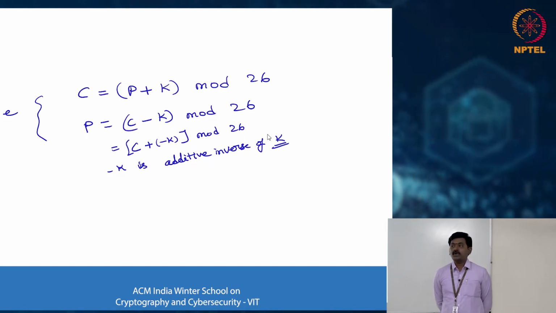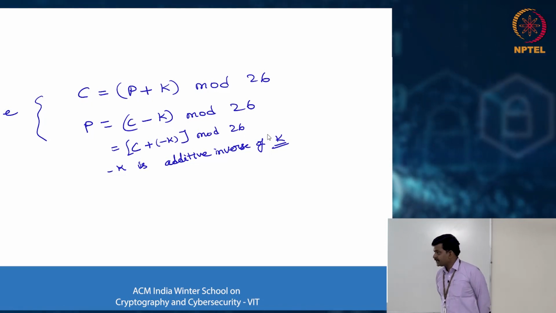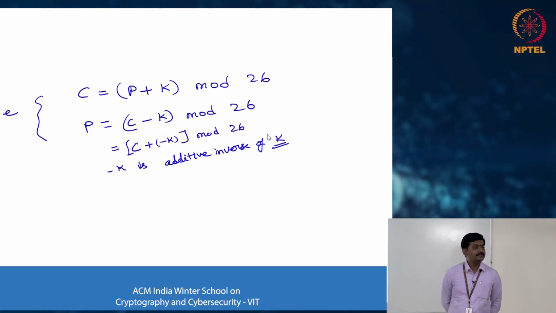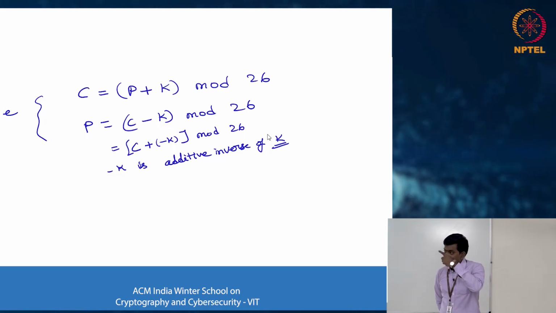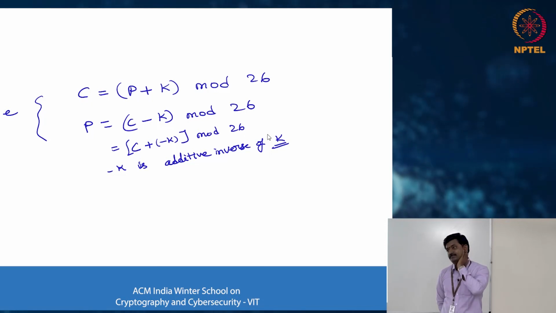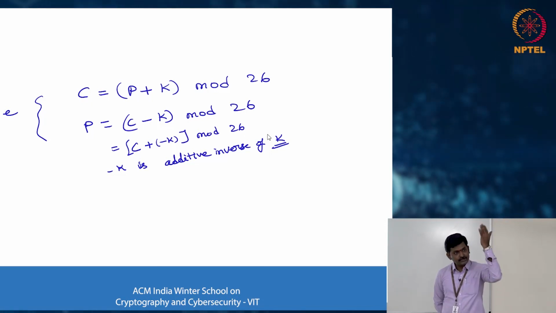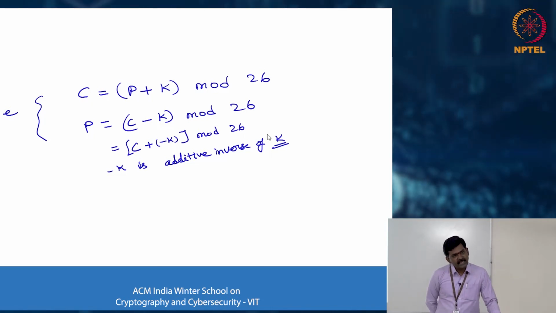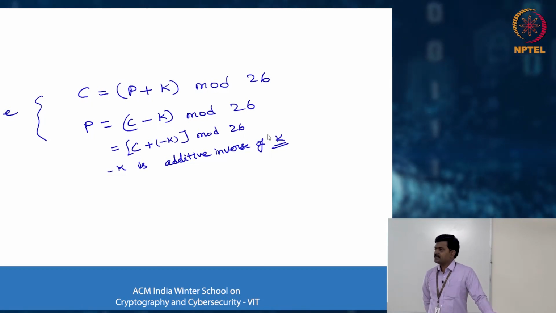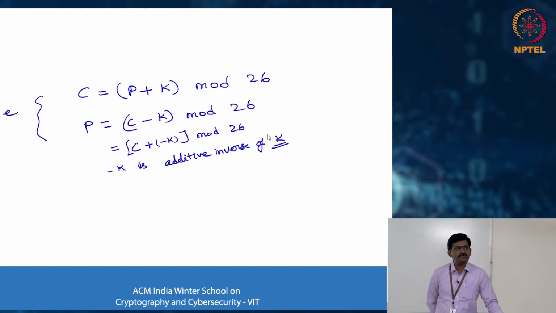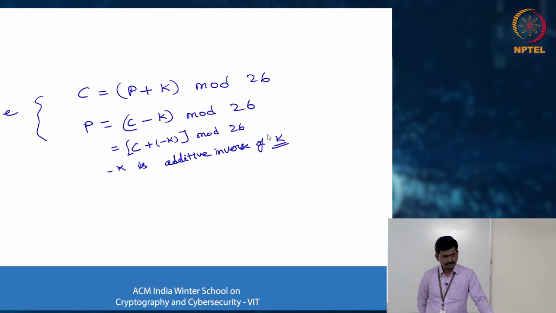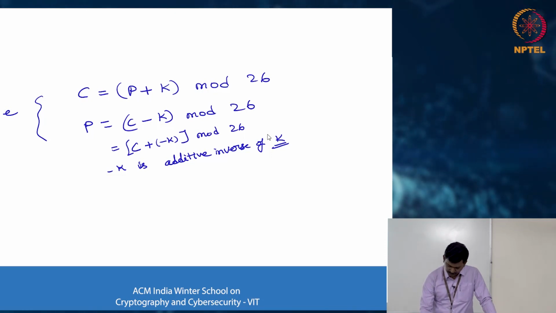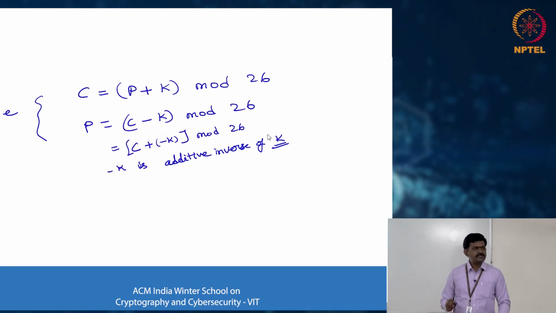So, your K during decryption is what? The corresponding arithmetic inverse of the key that is used during encryption. You did P plus K mod 26. The decryption is C plus minus K mod 26. Okay. Are you able to follow? This is called additive cipher.